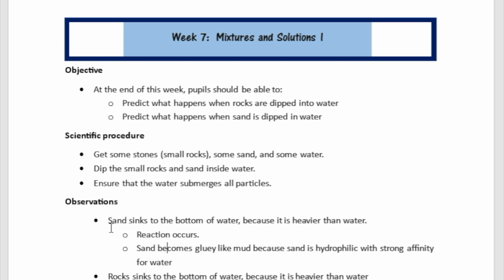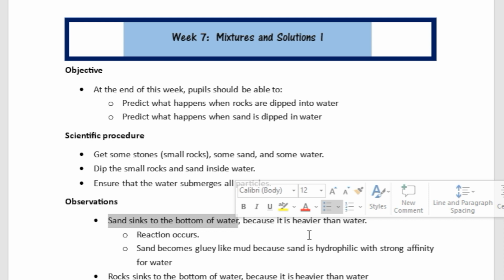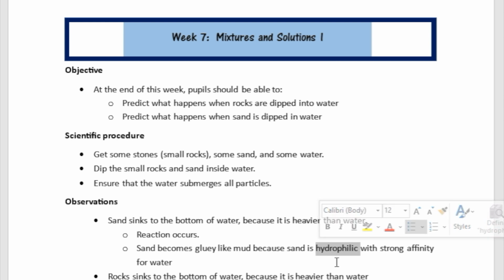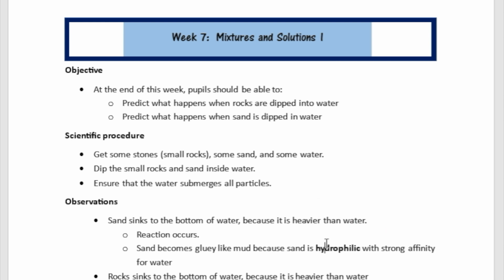What did you observe? You're going to observe that sand actually sinks to the bottom of the water because it is heavier than water. And you're going to see that some sand becomes gluey, like mud, because sand is hydrophilic. All right, say that with me, hydrophilic. Well, what's the meaning of hydrophilic? Well, hydrophilic just means it has a strong affinity with water, so it means that a reaction occurs. Okay, so that's going to be the first observation if you were to do this experiment with me.